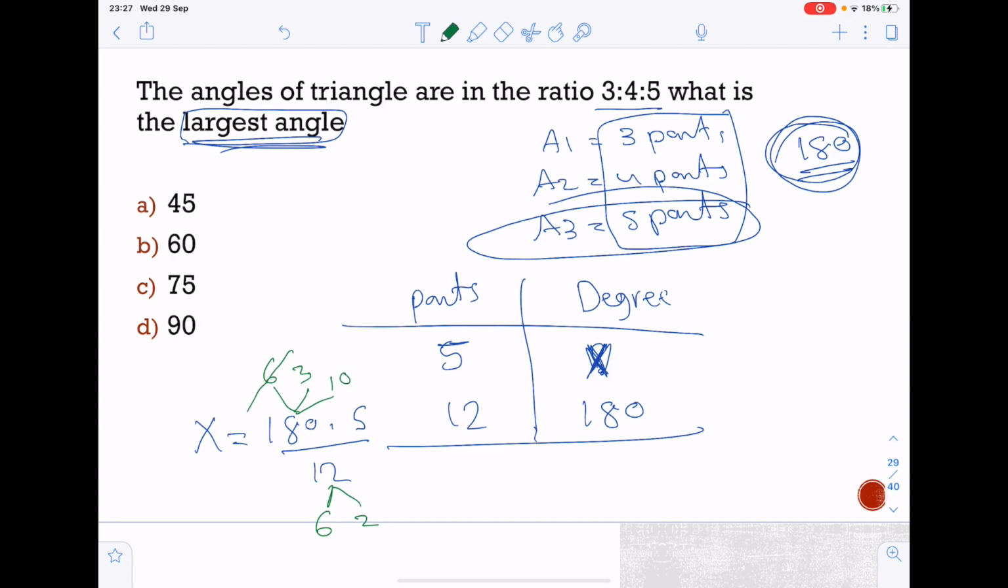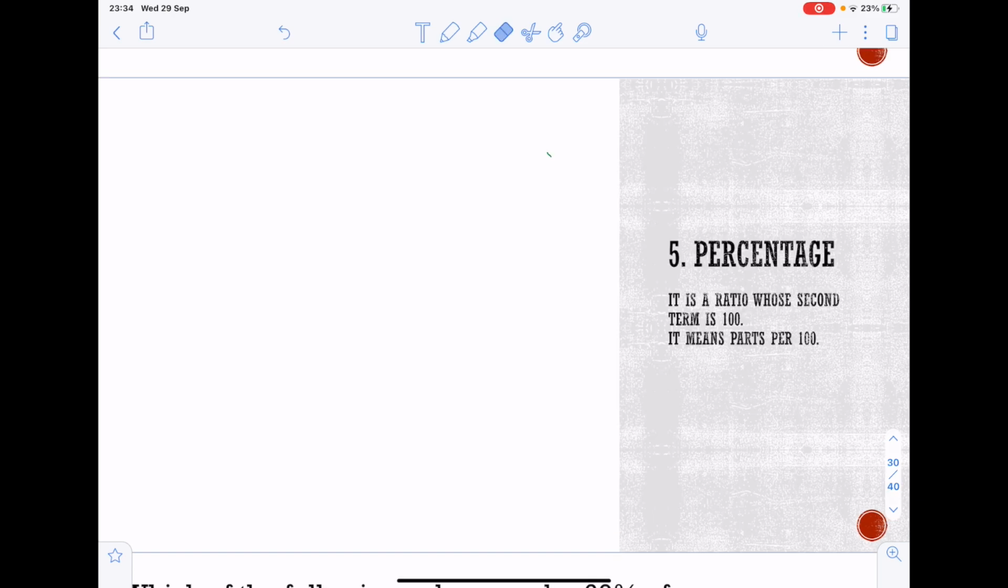Okay, this 6 would cancel this one, and 5 with 2 is 5 here. So we're left with 3 times 5 times 5, which is 75. Okay, a percentage, we are looking here for a part out of 100. So it's similar to the ratio, but here we will change the second part to be 100. So let's see an example here.